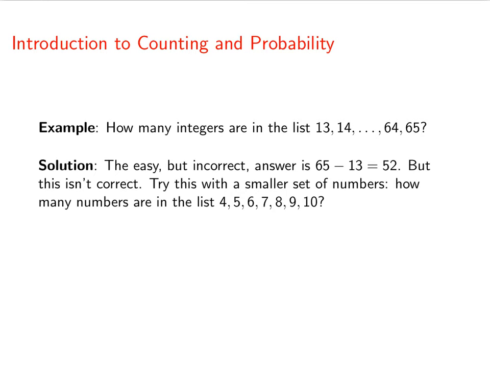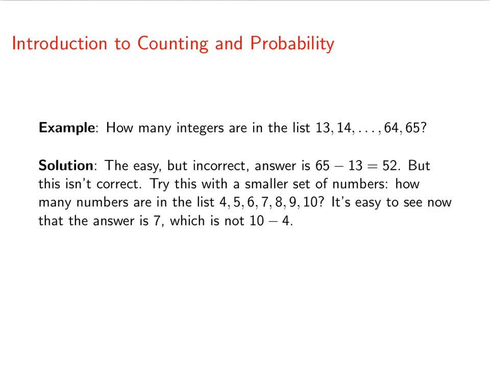Let's try an easier example. How many numbers are in this list? 4, 5, 6, 7, 8, 9, 10. Well, now we can just count them. There's 7 numbers in that list. So we should be able to see pretty easily, you don't just take the last number and subtract the first number. You'd get 6. That's not right. You've got to add 1 to that.